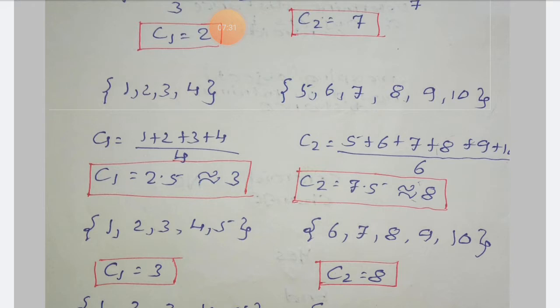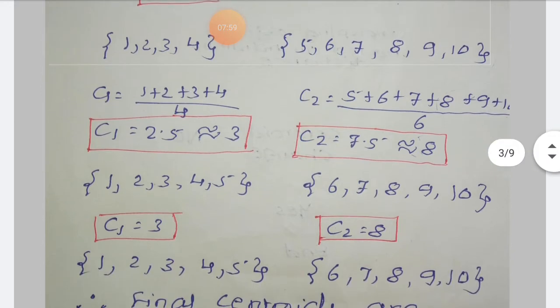That means 1 plus 2 plus 3 plus 4 plus 5 divided by 5, I am getting C1 is equal to 3, and 6 plus 7 plus 8 plus 9 plus 10 divided by 5, I am getting C2 is equal to 8. Now again check whether this C1 and C2 are the same as the previous C1 and C2. Yes. If I am getting C1 and C2 the same, then stop the procedure.